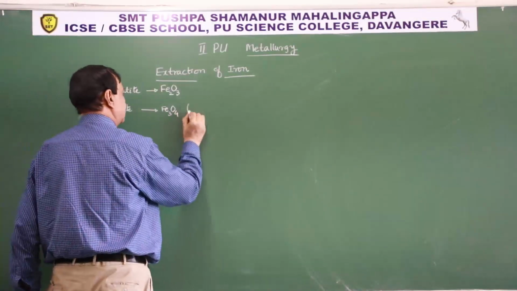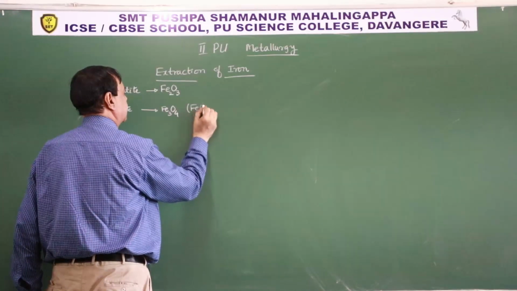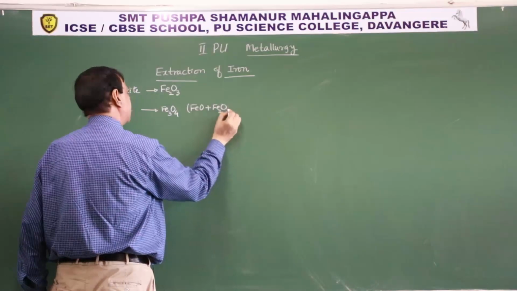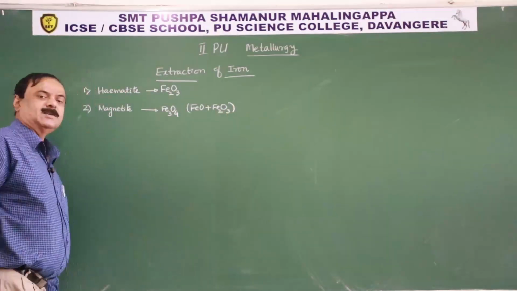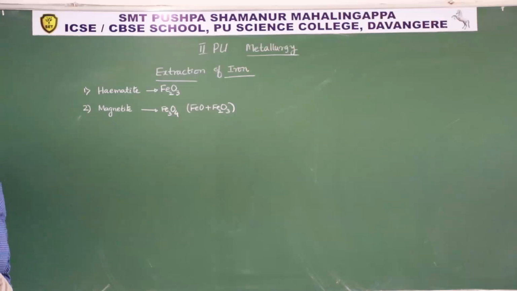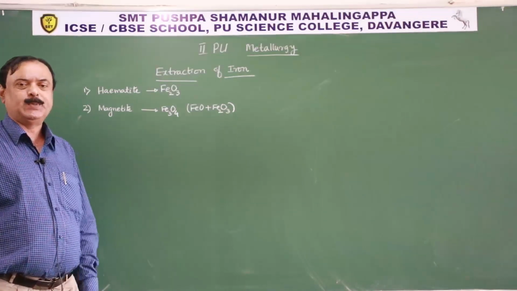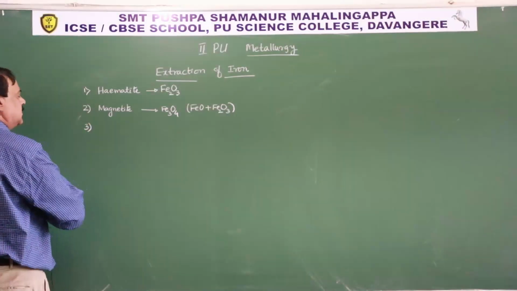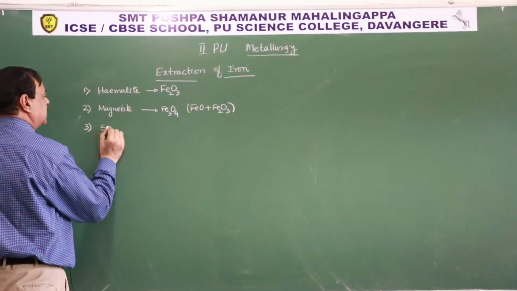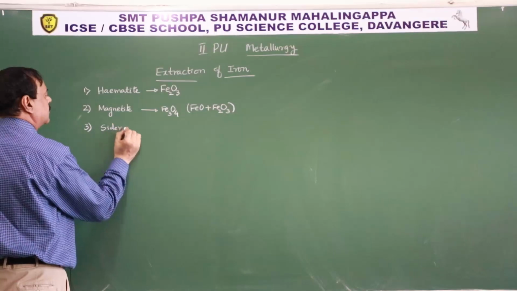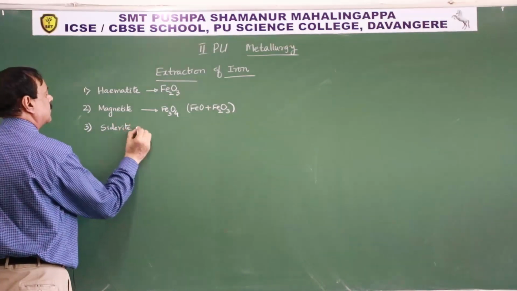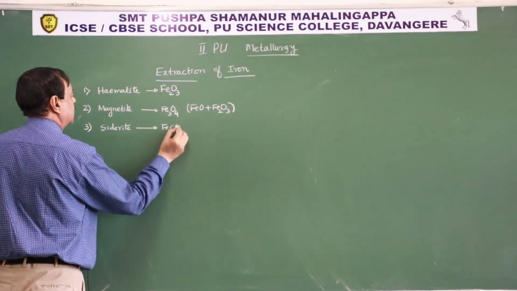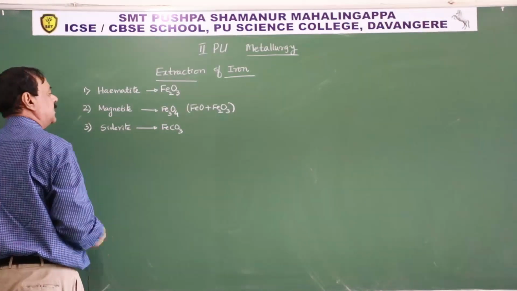It is a mixture of ferrous oxide and ferric oxide. Often it is called a ferroferric oxide. And one more is siderite. It is a carbonate ore, ferric carbonate.